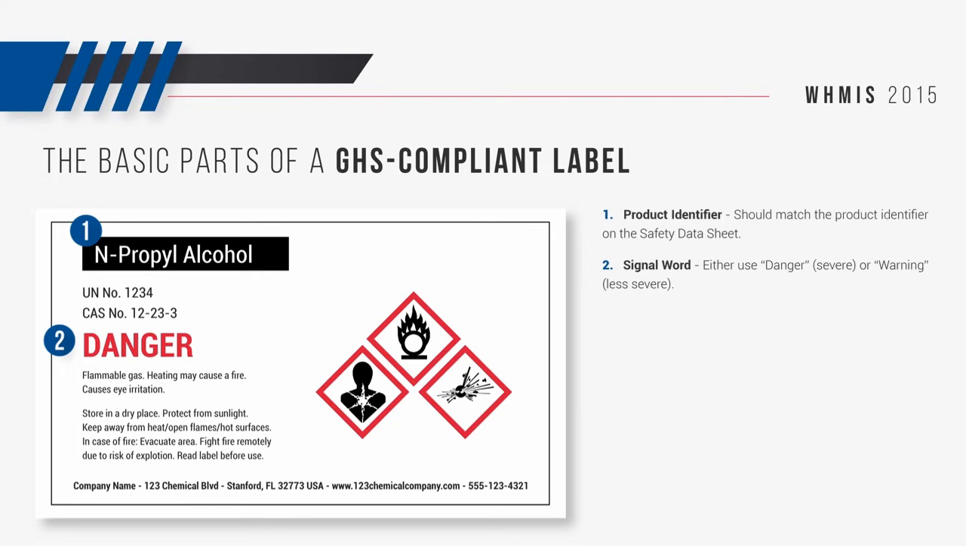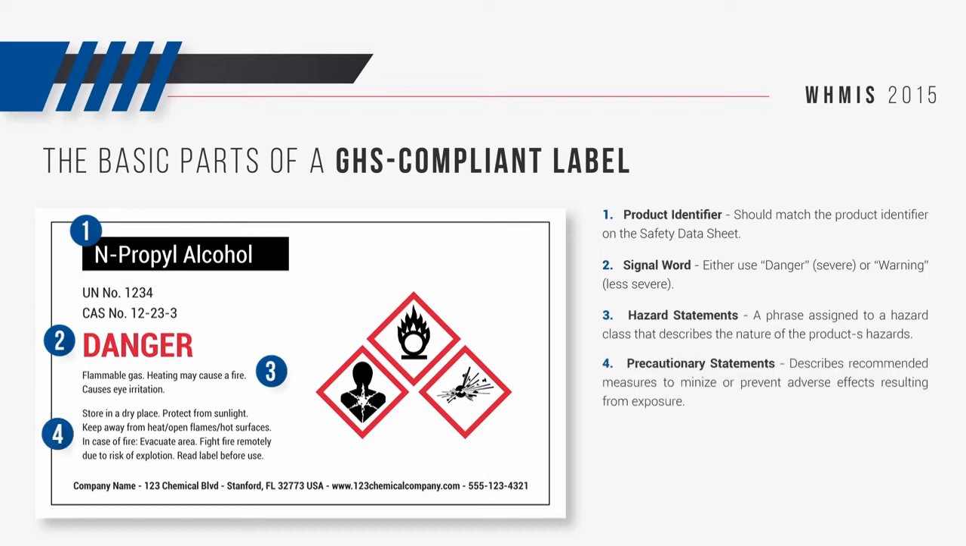Number 3 on the label shows the hazard statement. In this example, it is highly flammable liquid and vapor, which is the physical hazard. Then it says causes serious eye damage and may cause drowsiness and dizziness, which are the health hazards. There are no environmental hazards stated for this product. Number 4 is the precautionary statement. Read the precautionary statement in the example.